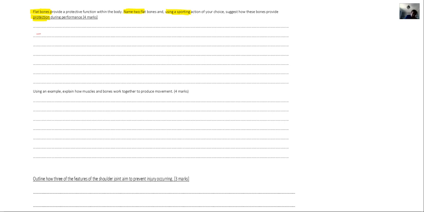So, using an example, we would start with the name of the bone. I'm going to go for our ribs. Okay, you could have gone for sternum as well. It doesn't matter, but our ribs to start off with. My example is going to be rugby tackle. Okay, but that would not be enough for you to answer the question fully. Remember you're going to do this in full exam answers. But you need to say ribs is a flat bone. They provide protection during a rugby tackle.